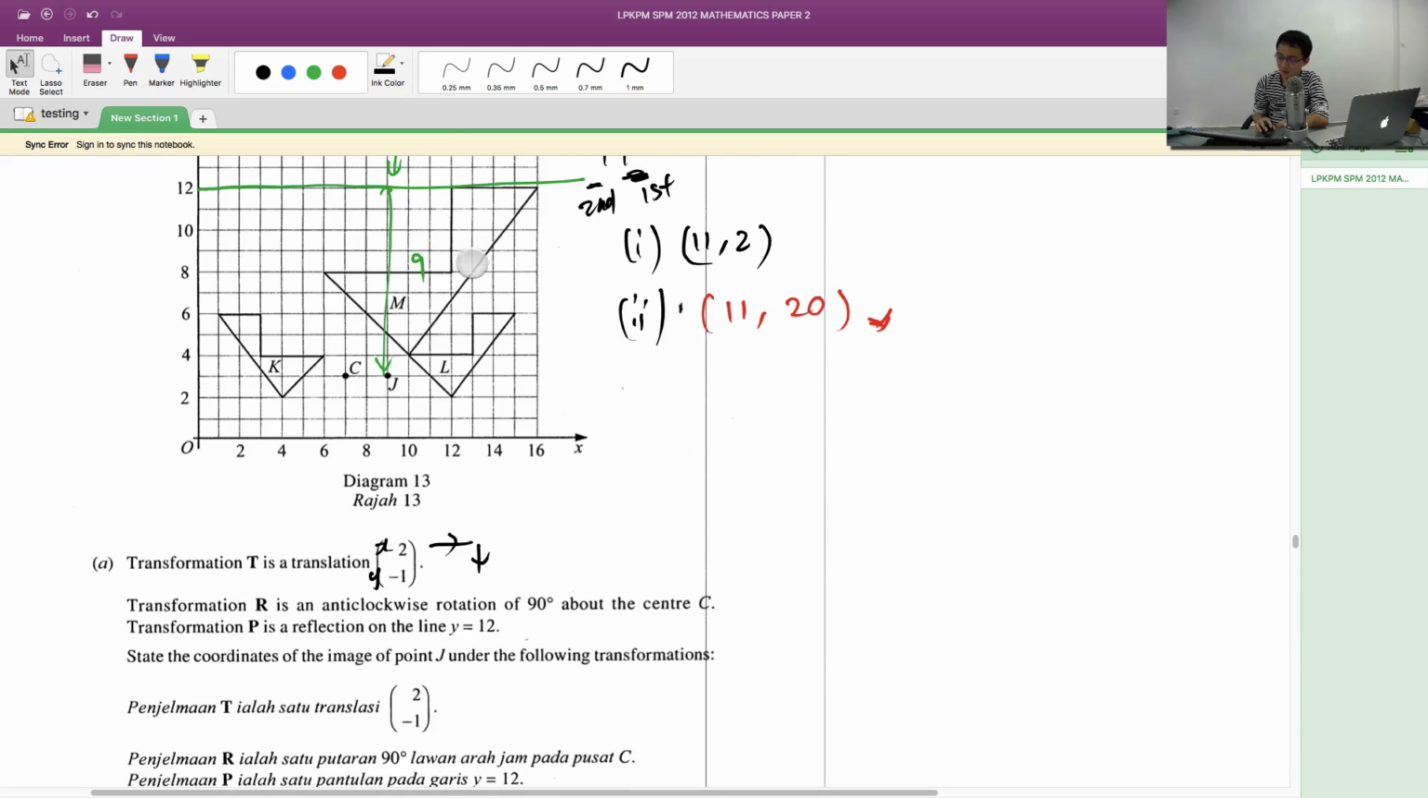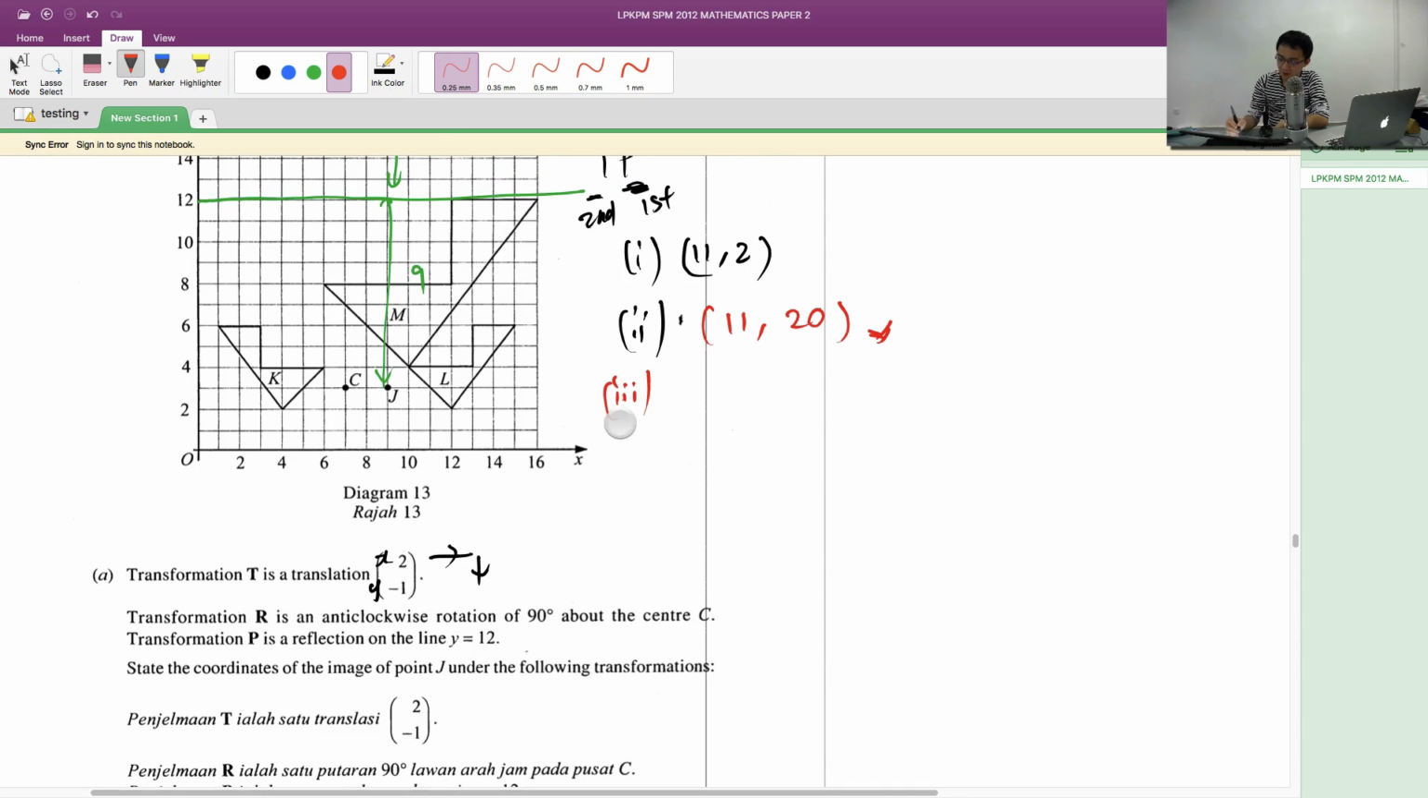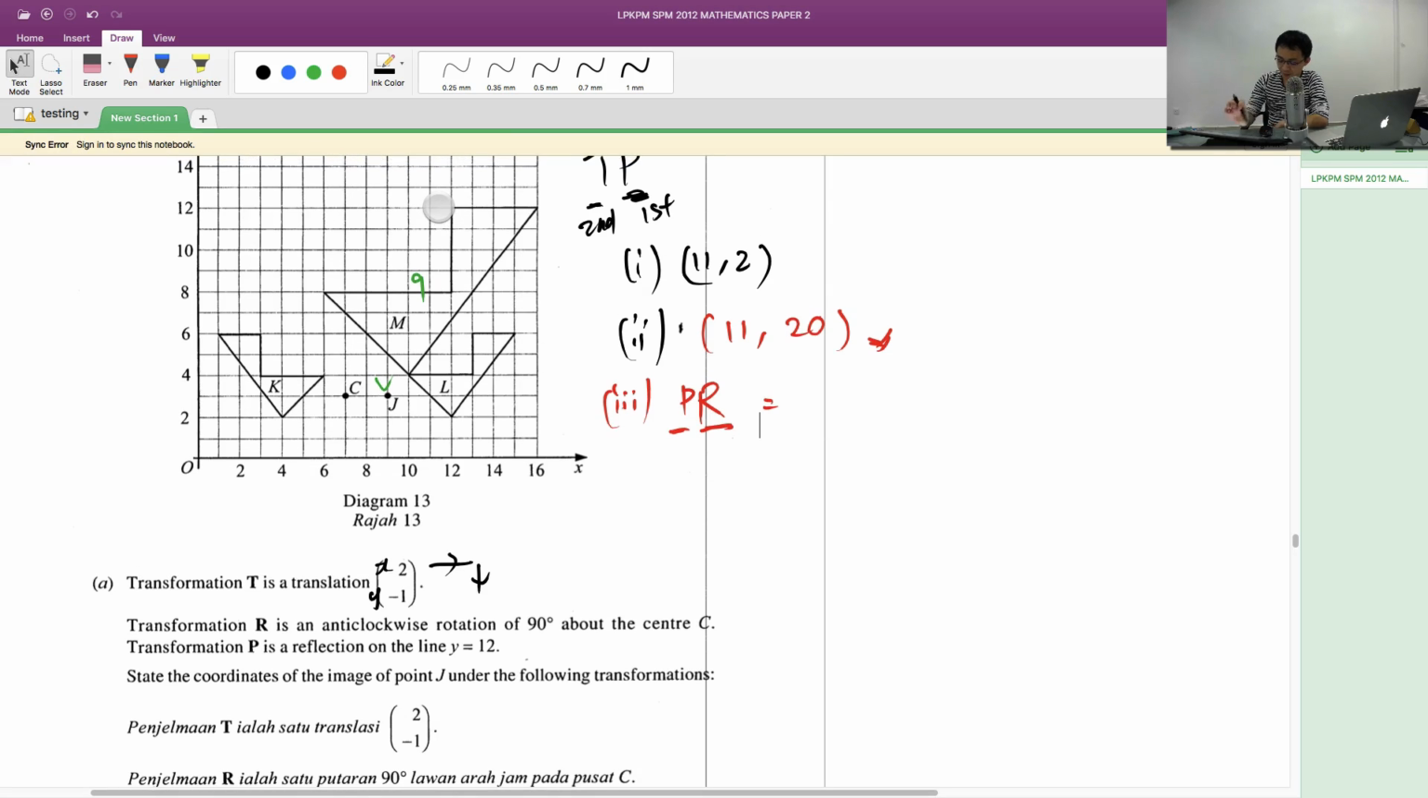Alright, the last one is PR. That means you do R first, then only you do P. R is a rotation, anti-clockwise with the center at C. So I need to rotate 90 degrees anti-clockwise. C is the center. Clockwise is this side, anti-clockwise is going up, so you must know the direction. So my J will be here after 90 degrees anti-clockwise. I hope you can see that.